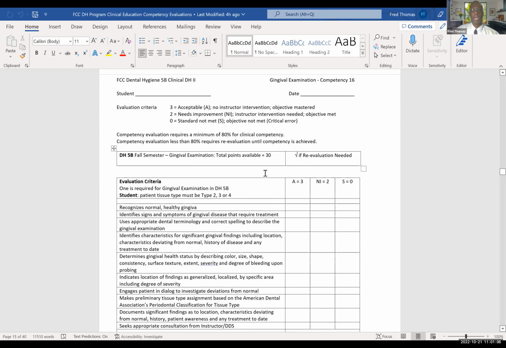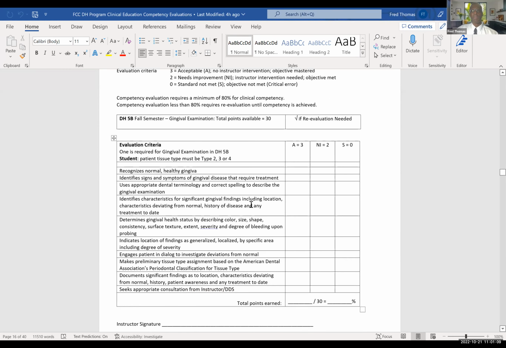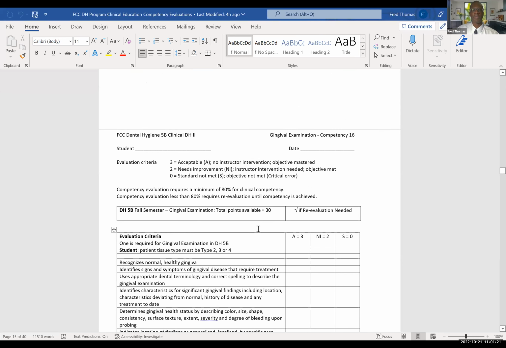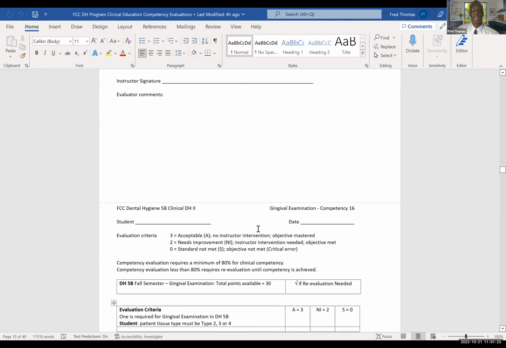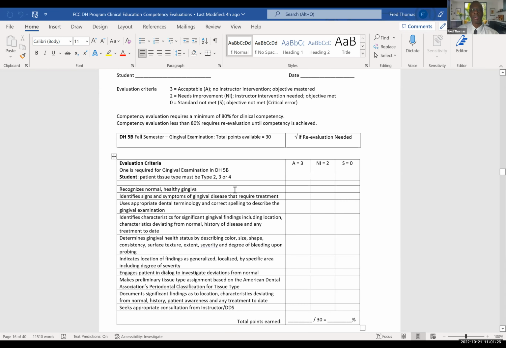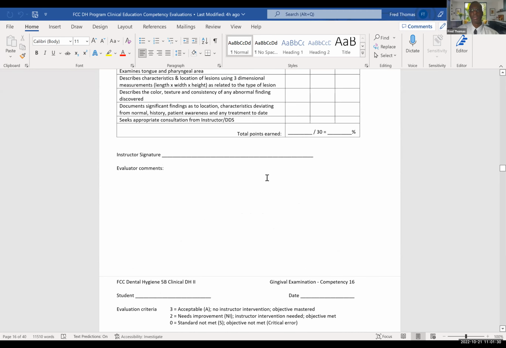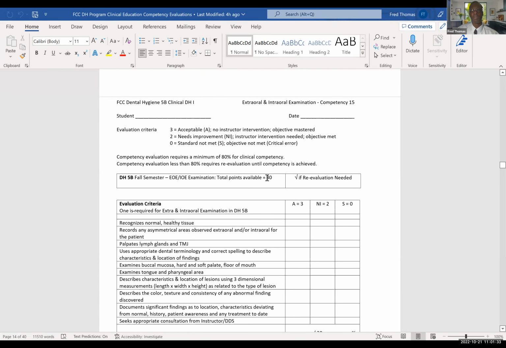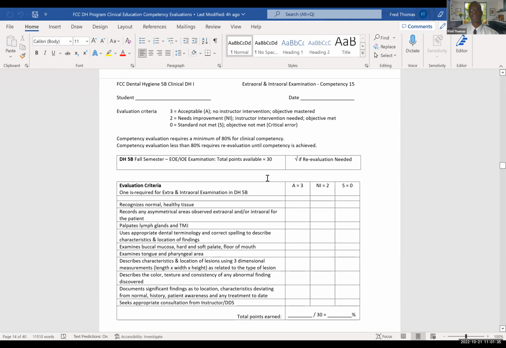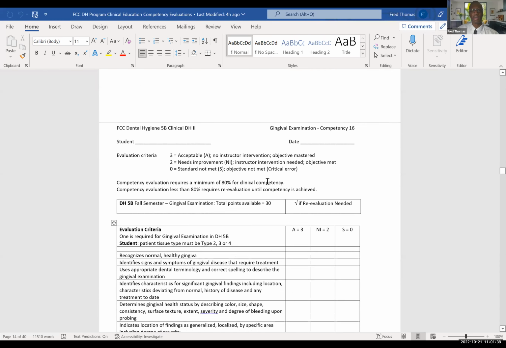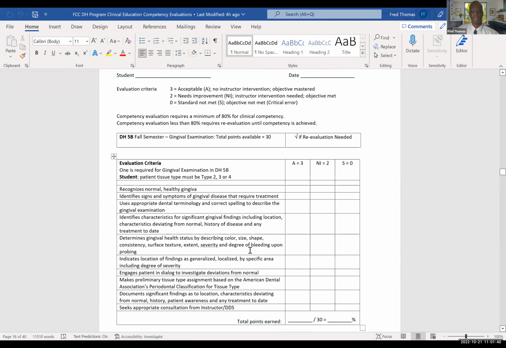So I would look at the completion rate and the scores. We usually have 30 students in each class. So when trying to figure out if the SLO was satisfied or if it needs tweaking, I would look at the pass rate or the data that these two SLOs yield here: the extraoral examination and then the gingival examination.